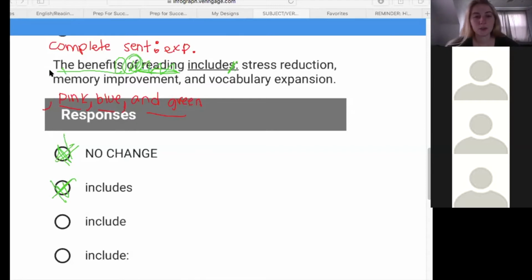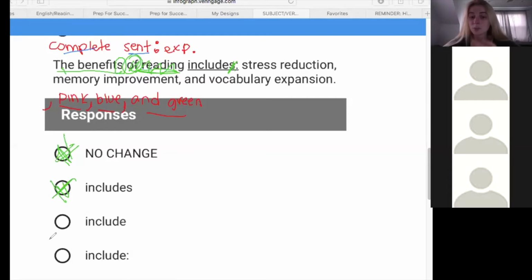Let me know in the chat what you guys are thinking. So we got "the benefits of reading include." Awesome. A whole bunch of people here are typing in "incomplete." So if we see incomplete, what's our rule? It has to be a complete sentence. So right away, if you recognize that that's incomplete, you should be able to get this one correct.